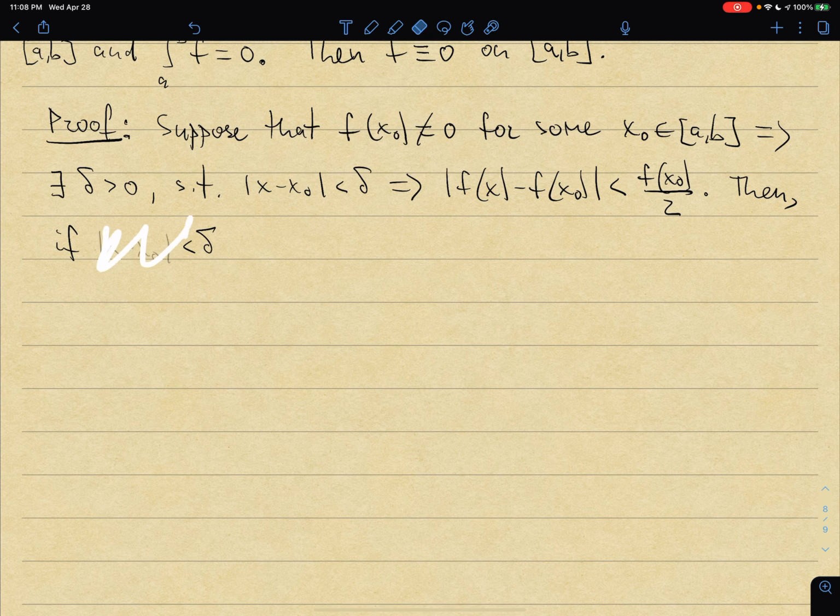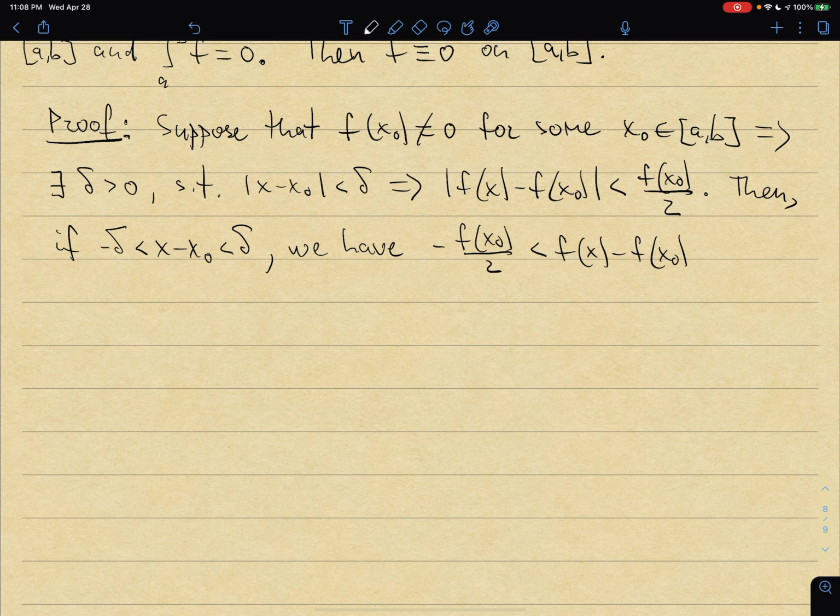In fact, let me write this in a slightly different way. I'm going to remove the absolute value sign. If x minus x0 is between minus delta and delta, we have that, and I'm going to remove the absolute value sign here as well. So minus f of x0 over 2 is less than f of x minus f of x0, less than f of x0 over 2. So this, again, implies the following thing now.